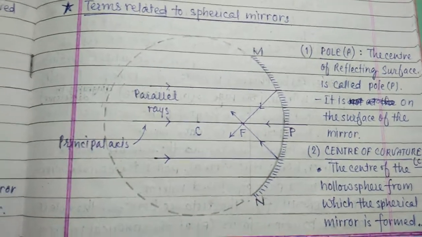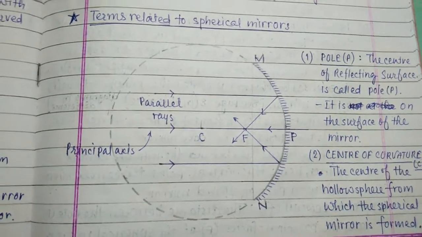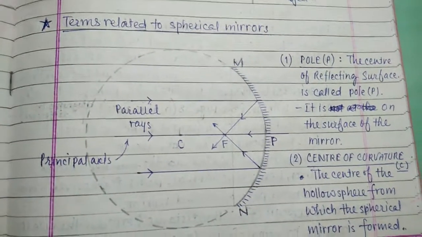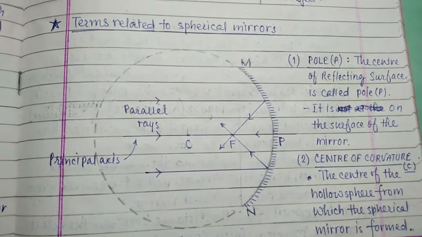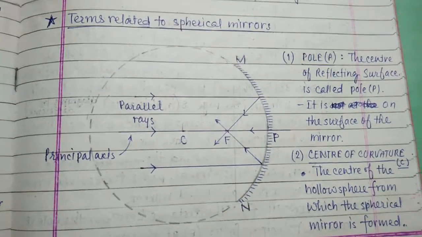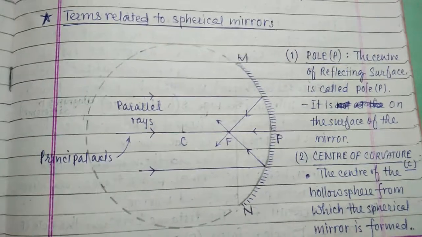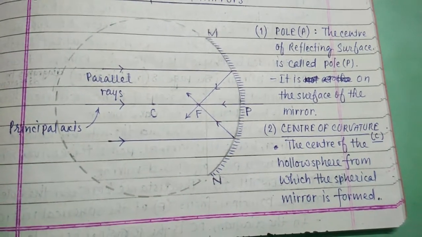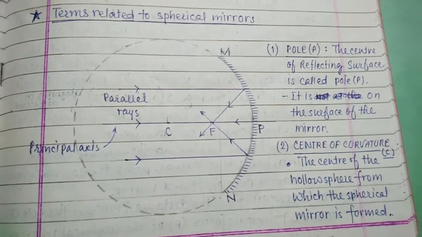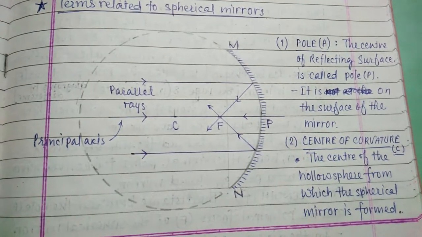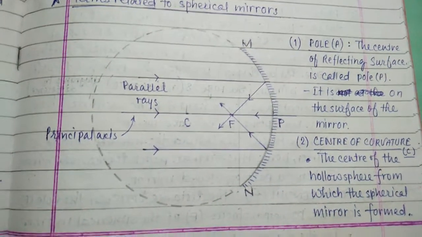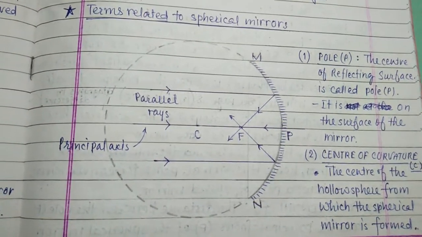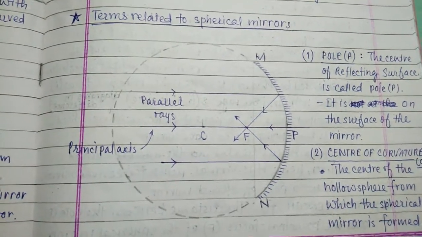We discussed in the last lecture the example of a spoon. The inward side of the spoon acts as a concave mirror, and the center of this reflecting surface is called the pole. Now, center of curvature. This mirror is a part of a hollow sphere. The center of this hollow sphere is called the center of curvature.